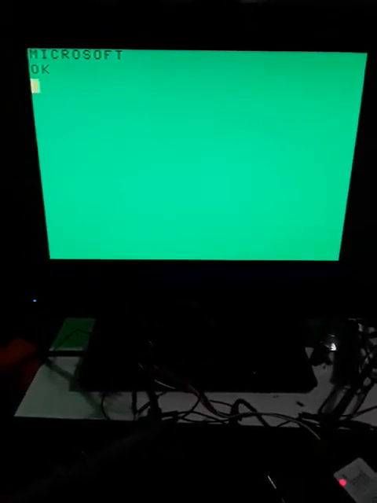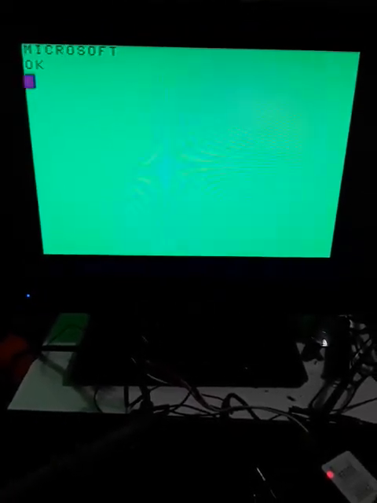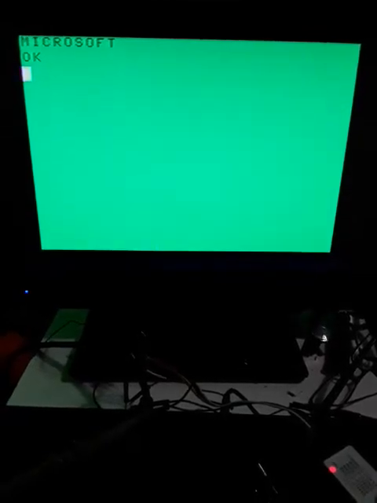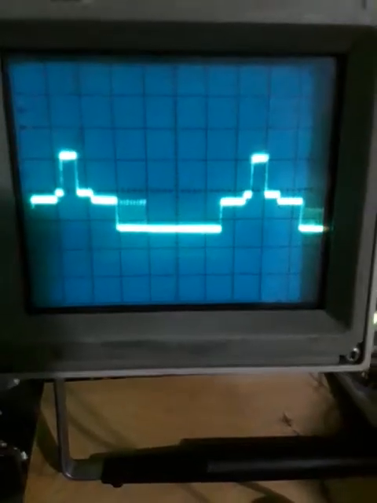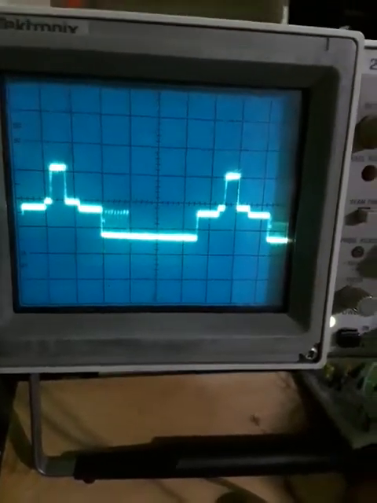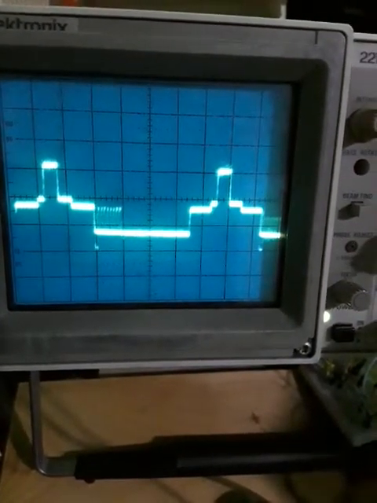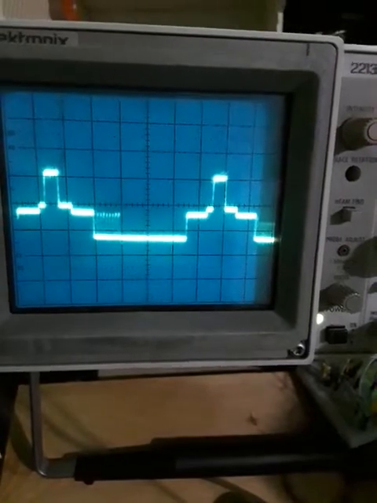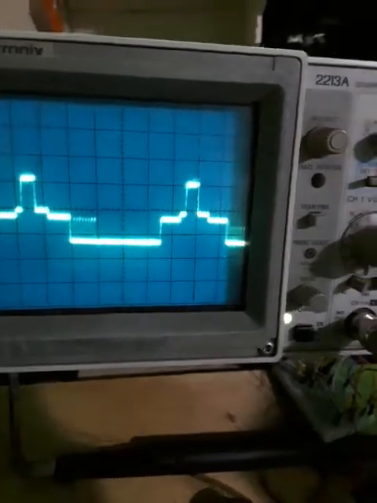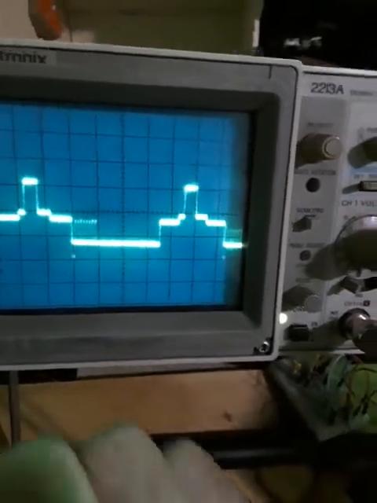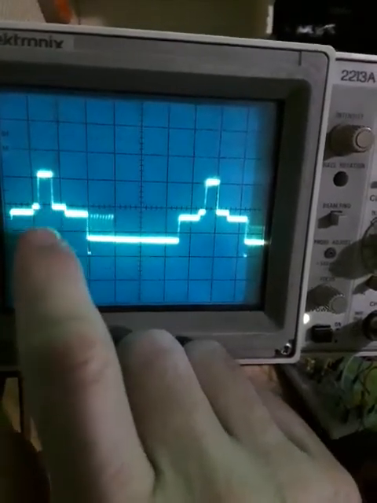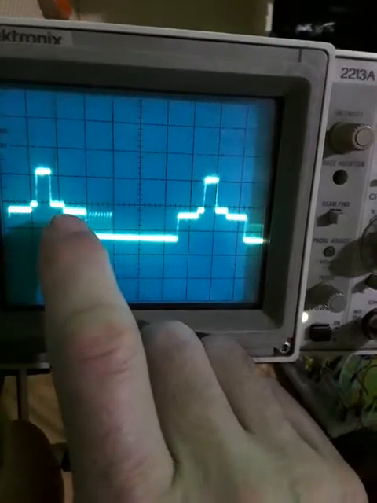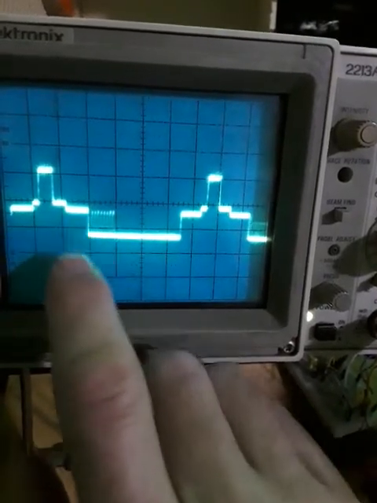Okay guys, today we're going to hack the video chip on the Coco computer. So here's our screen. And here is pin 28, the Y signal coming out of the VDG chip. So what we're seeing here is a horizontal blanking pulse, black level, that's the border on the side of the Coco screen.